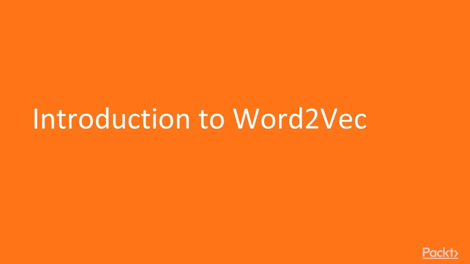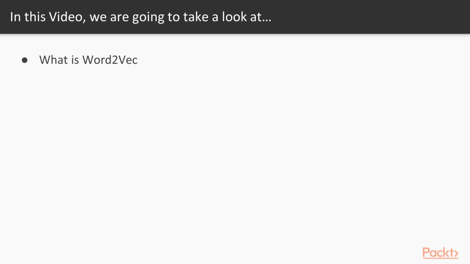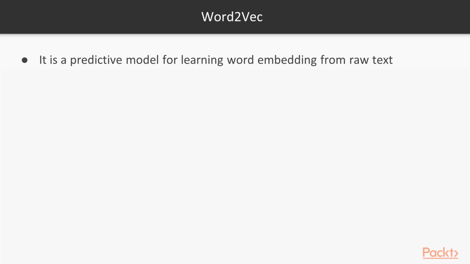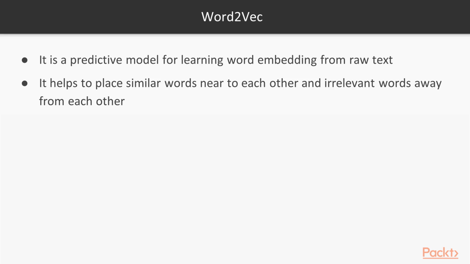Word2Vec. In this video, we are going to take a look at what Word2Vec is. In general, it is abbreviated as word to vector. This is a predictive model for learning word embeddings from raw text. Herein, it helps us to place similar words near each other and irrelevant words away from each other.